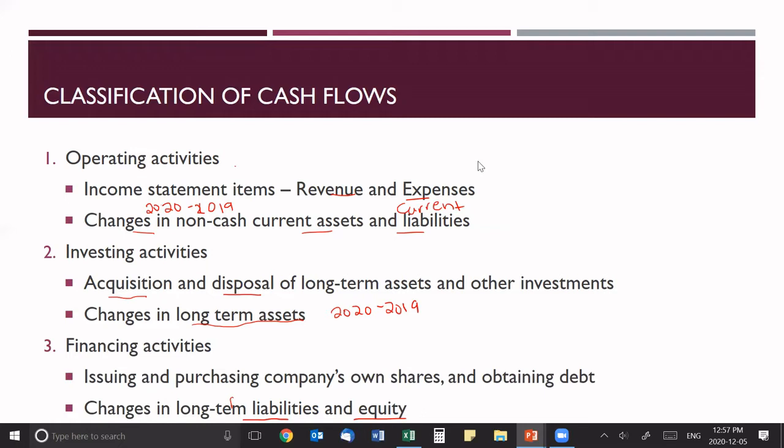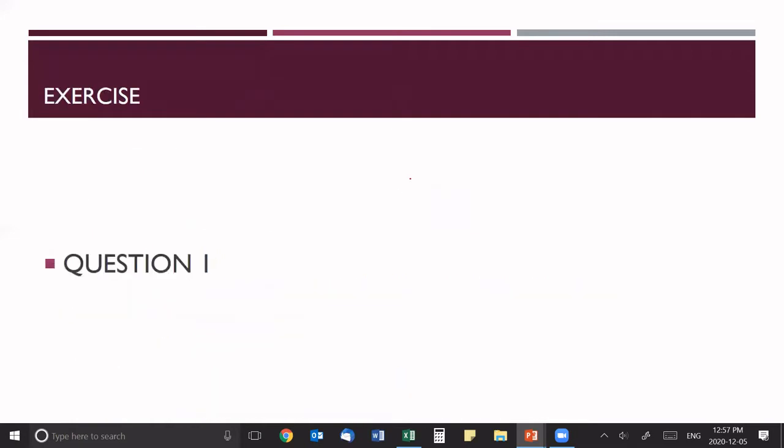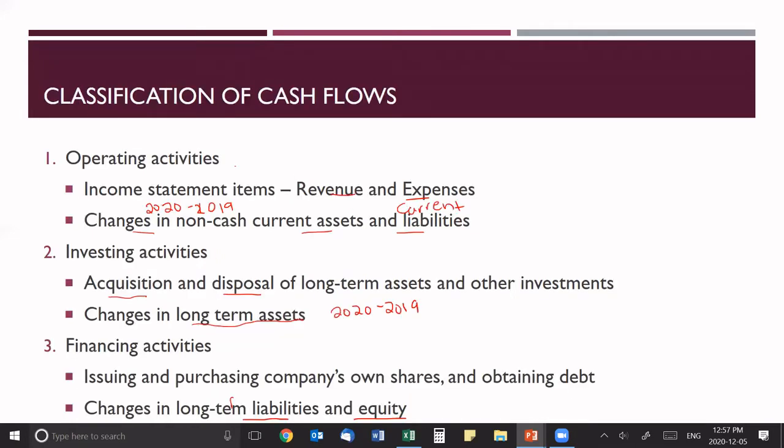Okay, one kind of caveat to this is when you look at interest income and interest expense. Where do you put the interest income and interest expense? Do you put it in the income statement items because it's part of revenue and expenses, or does it go into investing activities because it has to do with investments and it has to do with obtaining debt? That could be a bit confusing sometimes.